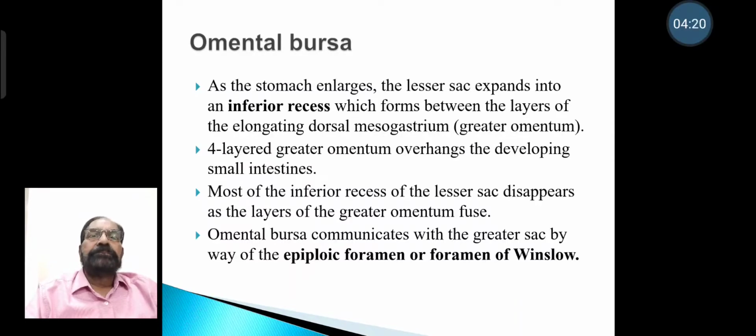Omental bursa. As the stomach enlarges, the lesser sac expands into an inferior recess which forms between the layers of the elongating dorsal mesogastrium. 4-layered greater omentum overhangs the developing small intestines. Most of the inferior recess of the lesser sac disappears as the layers of the greater omentum fuse. Omental bursa communicates with greater sac by way of epiploic foramen or foramen of Winslow.